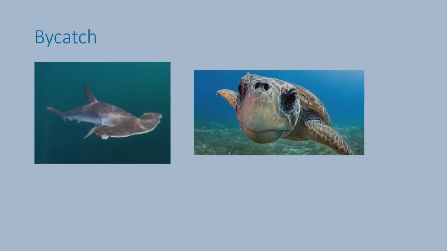Then, as an additional measure of biological parameters, you can compute the bycatch. You can estimate the bycatch. Those species that appear in the catch accidentally are sometimes very vulnerable. For example, elasmobranchs, sharks, or sea turtles, etc.